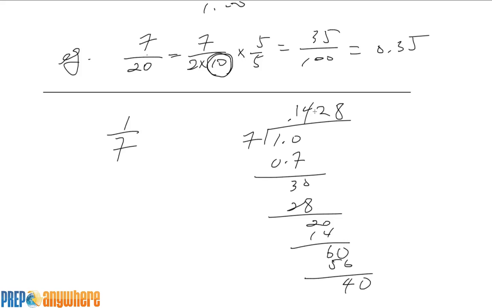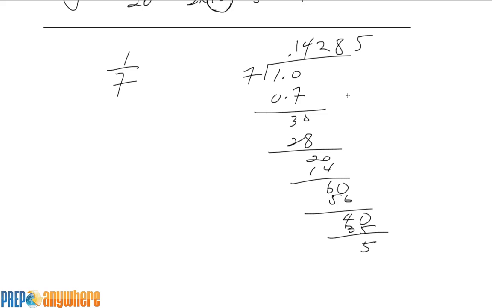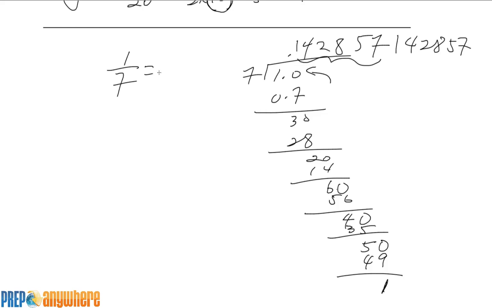Okay, let's keep going to see if we can finish a pattern here. 5 gives you 35. So if you subtract that, you get 5. So it's 50 now. 7 times 7 gives you 49, gives you 1. Okay, now we're back here. So the next one is going to be 1, 4. The pattern will repeat: 1, 4, 2, 8, 5, 7. So this is actually 0.142857. So for such examples, we have no choice. We've got to use long division.